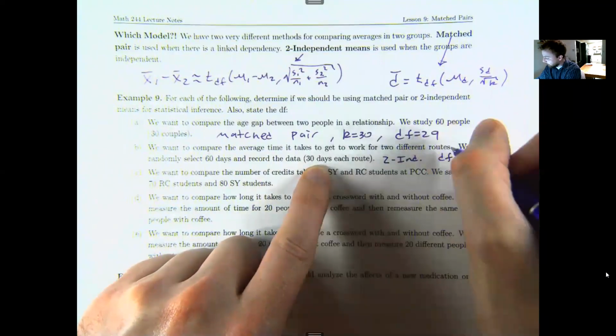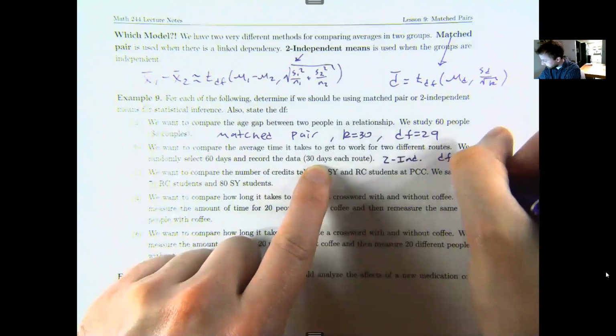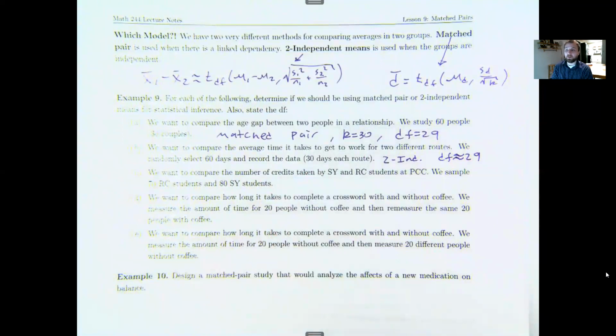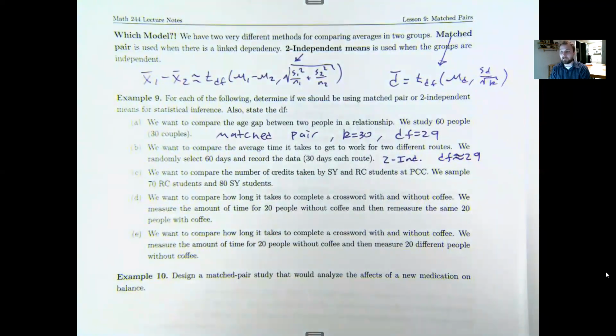Now, unlike the last one where it's exactly 29, this is actually approximately 29 because this is using that in-class estimate that gave us really, really close results for our confidence intervals and hypothesis test, although the degrees of freedom would be different if you used your calculator.